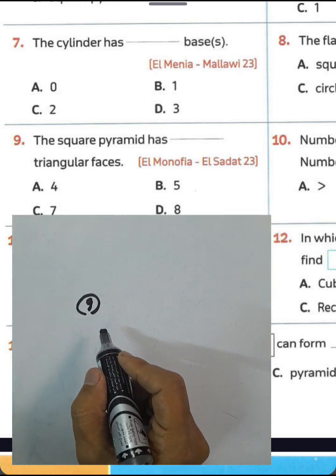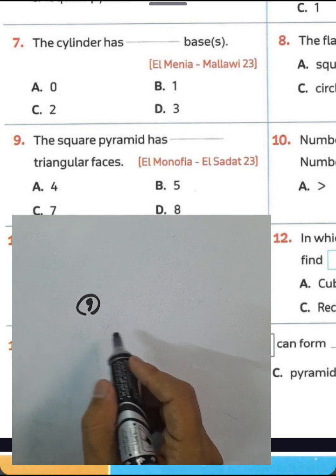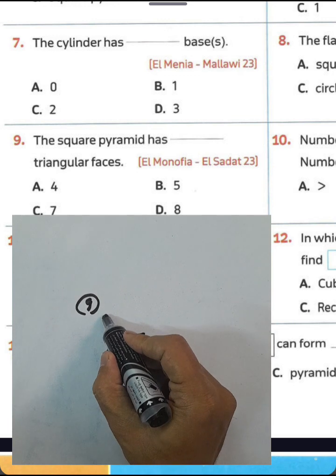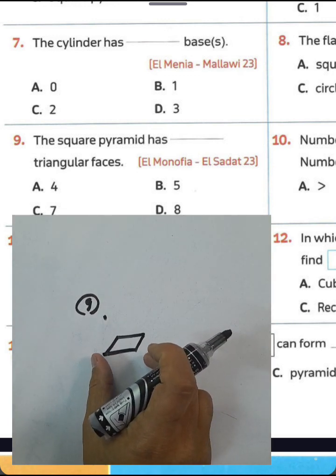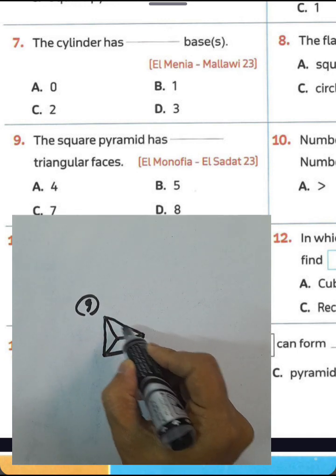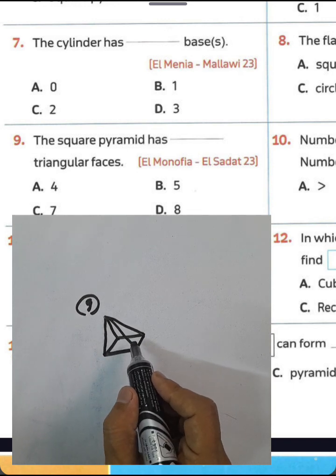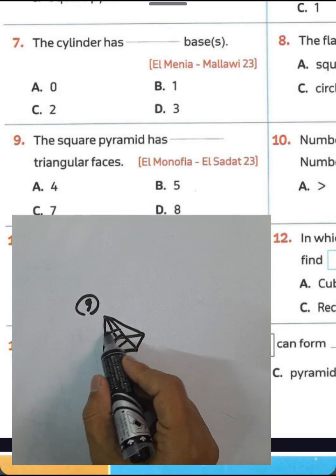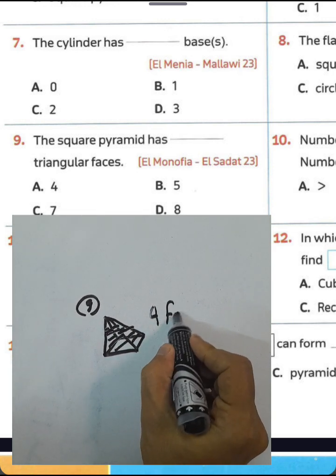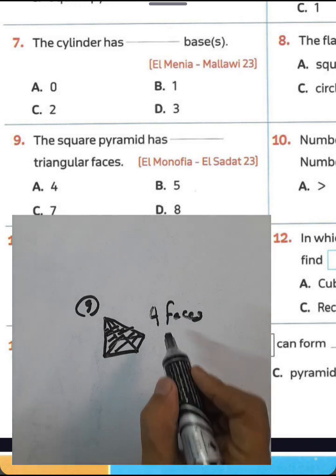Question 9. Square pyramid has space triangle faces. We can draw a squared pyramid. Put the shape in space and then put the point out and then draw from this point to each vertex. Then how many faces do we have here? 1, 2, 3, and 4. 4 faces. Question 9, choose letter E.